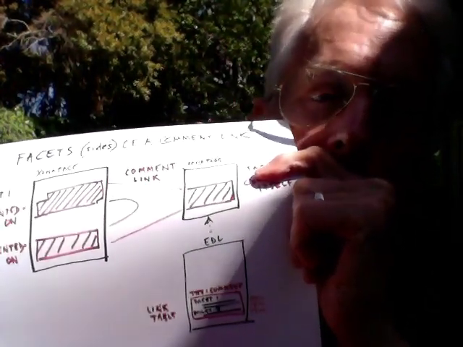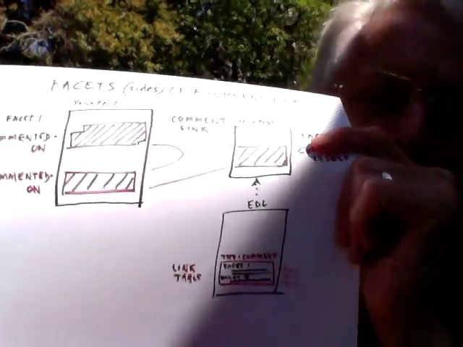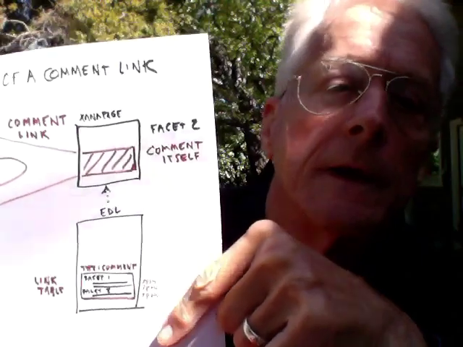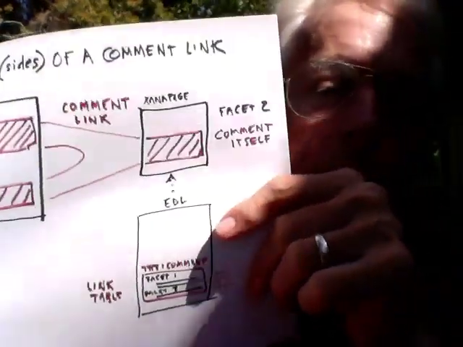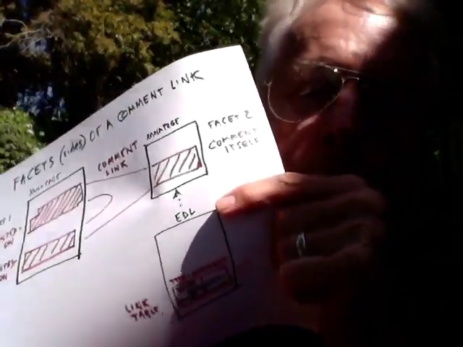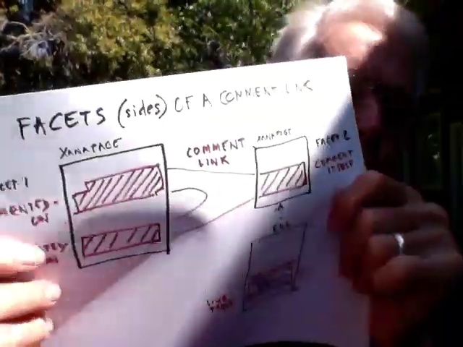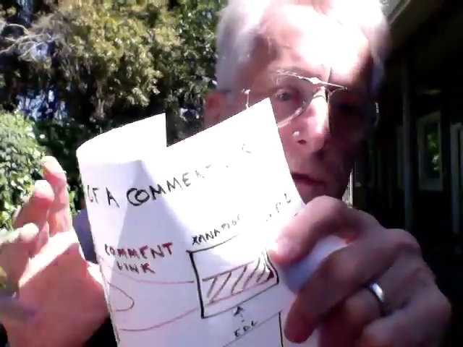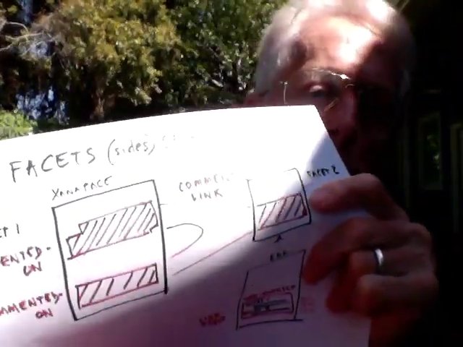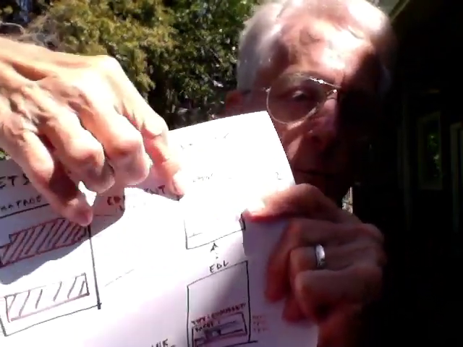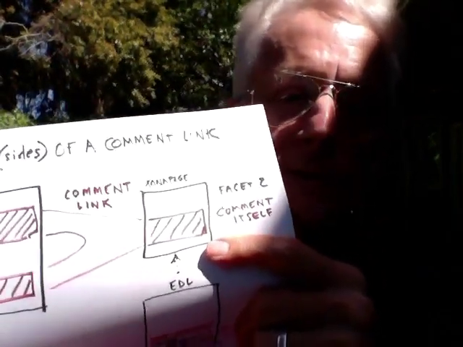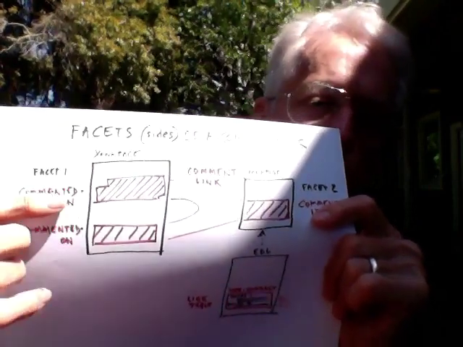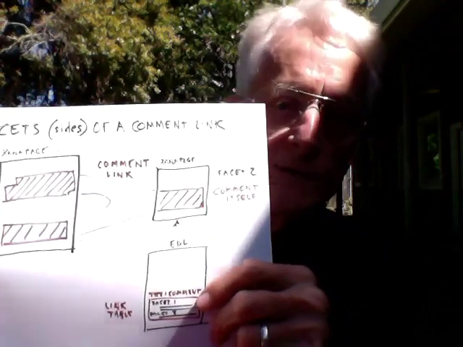Here is the EDL in the link. Here's the link in the EDL on Susie's page. Facet 1 is what's commented on. Facet 1 points to both of these spans, or both of these stretches, because the content spans may be separate. Both of these stretches of text are on facet 1 of the comment link, and the comment itself is facet 2, the addresses of the text characters of the comment itself. So facet 1 is the addresses of the text characters being commented on, and facet 2 is the addresses of the text characters of the comment itself.